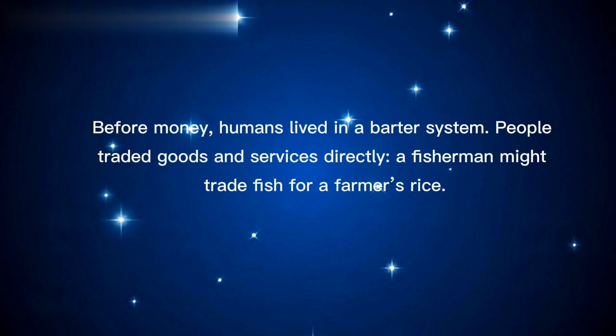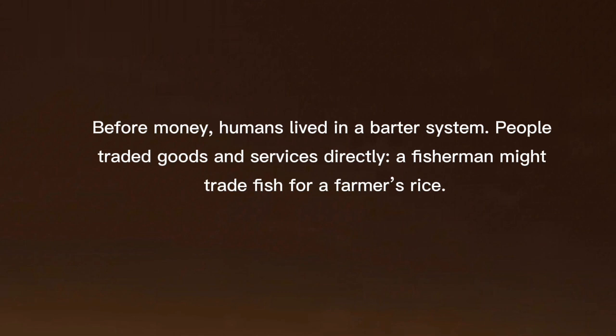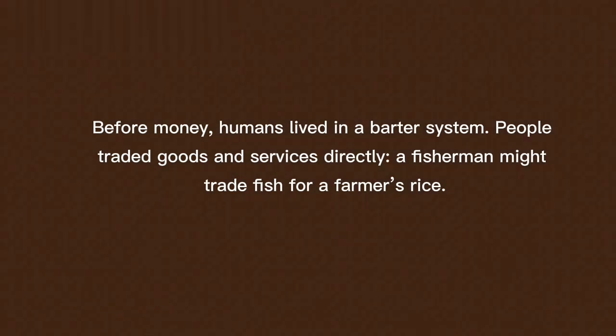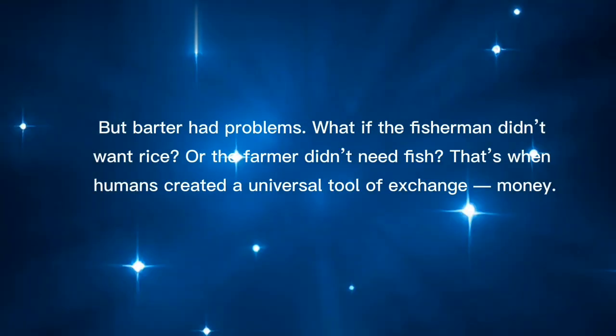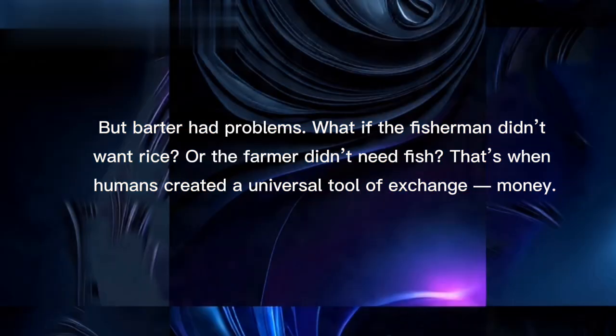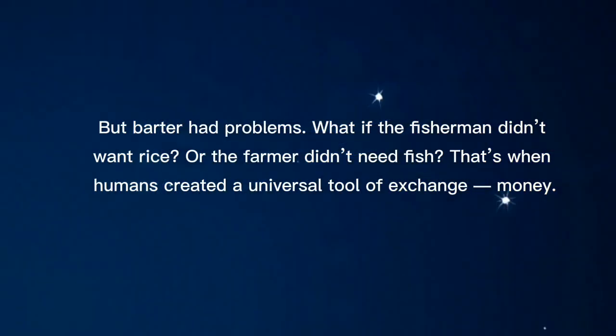Before money, humans lived in a barter system. People traded goods and services directly. A fisherman might trade fish for a farmer's rice. But barter had problems. What if the fisherman didn't want rice? Or the farmer didn't need fish? That's when humans created a universal tool of exchange, money.